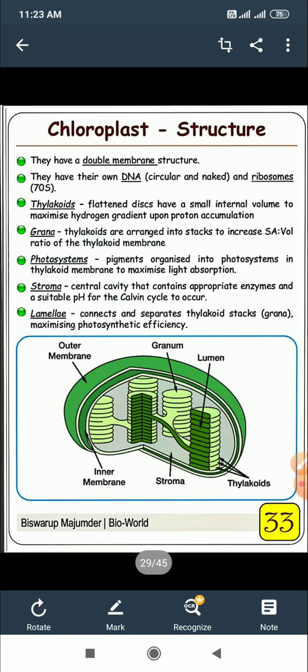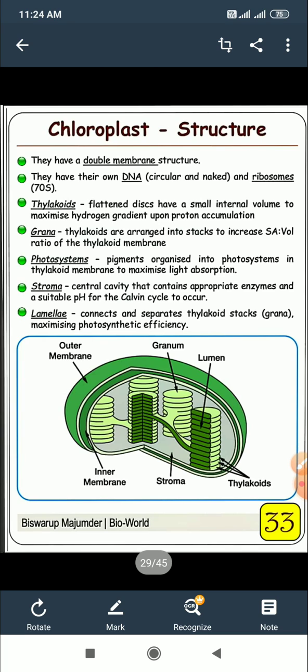Now, this chloroplast bears thylakoids. Thylakoids are the flattened disc-like structures, and these thylakoids are arranged in the form of stacks to increase the surface volume ratio of the thylakoid membrane, and these stacks are termed as grana. There are two photosystems, and these photosystems contain pigments. Now we have the stroma, that is the matrix or the substance present inside that contains various enzymes.